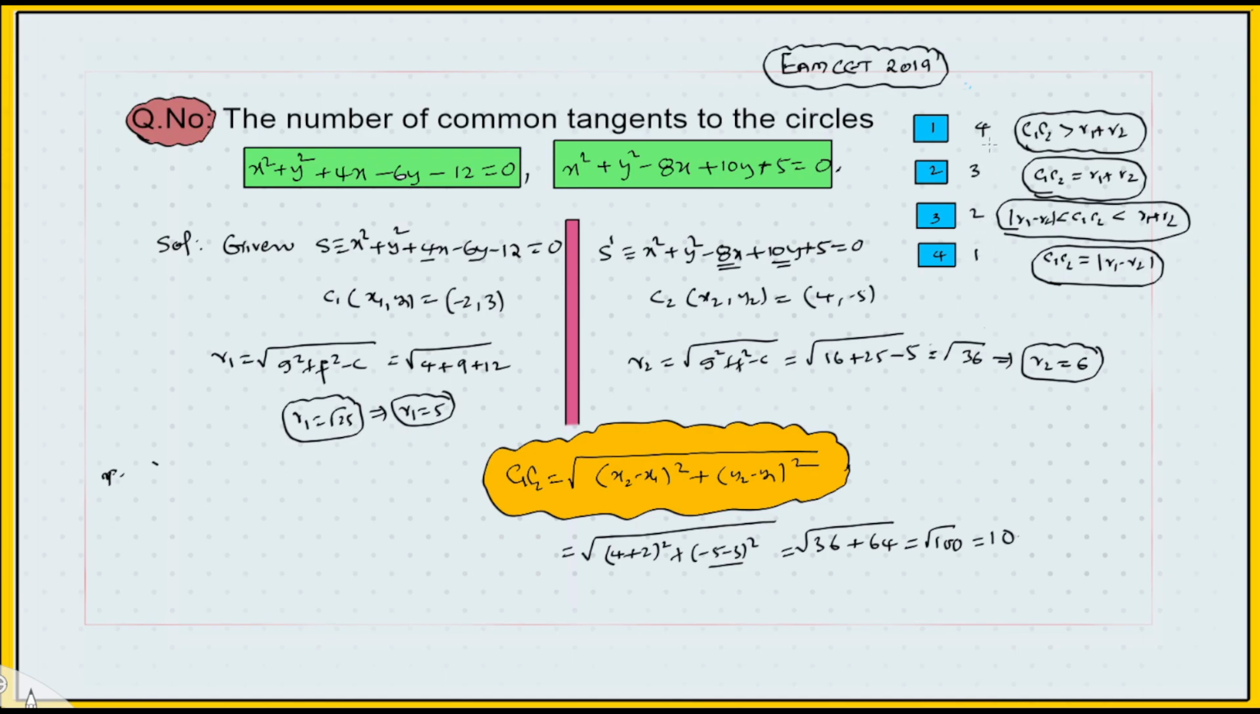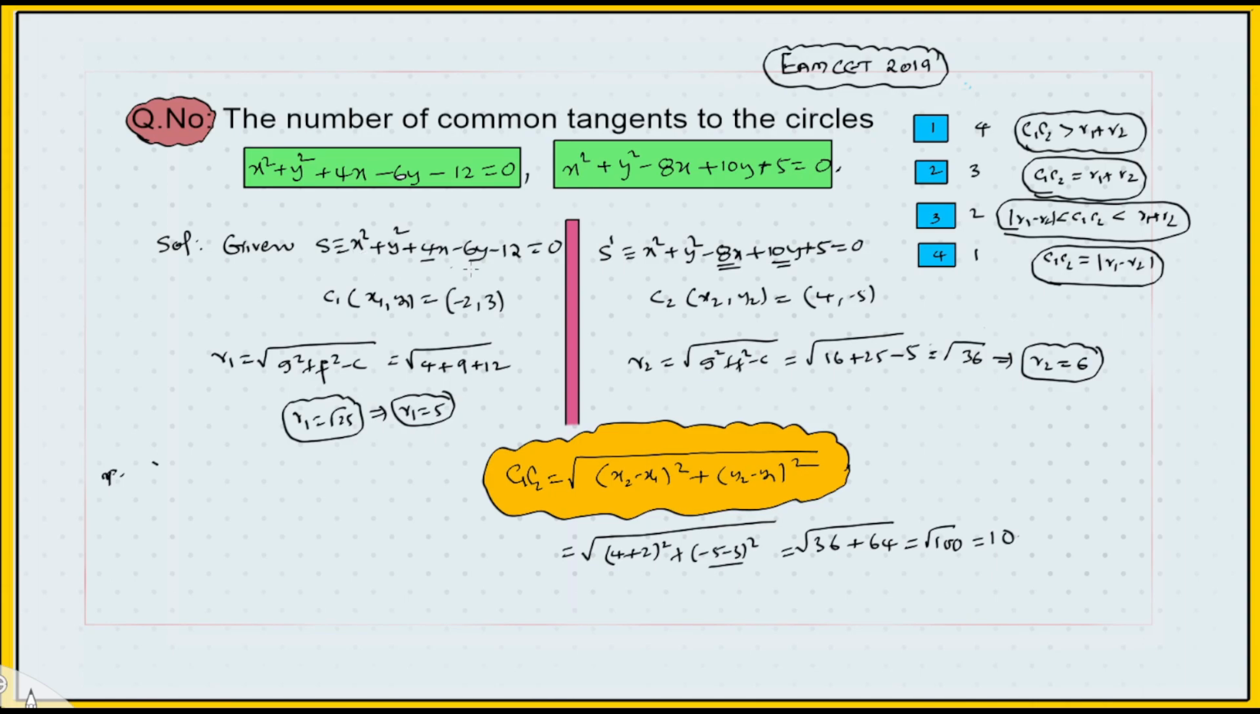For number of common tangents 4, we have to show that C1C2 is greater than R1 plus R2. For 3 common tangents, C1C2 equals R1 plus R2. For 2 common tangents, C1C2 lies between mod R1 minus R2 and R1 plus R2. And for 1 common tangent, C1C2 equals mod R1 minus R2. So first write down the given circles.